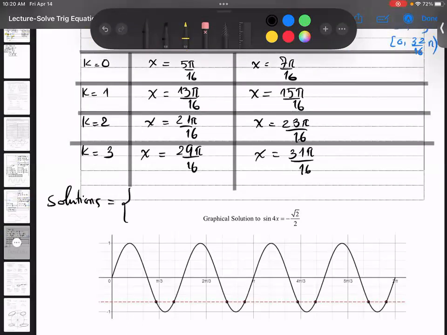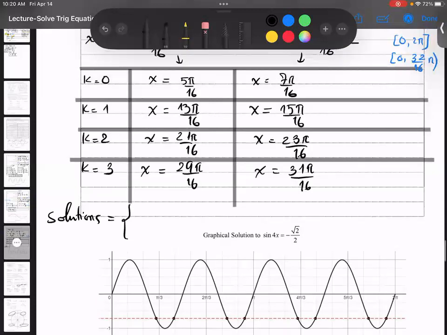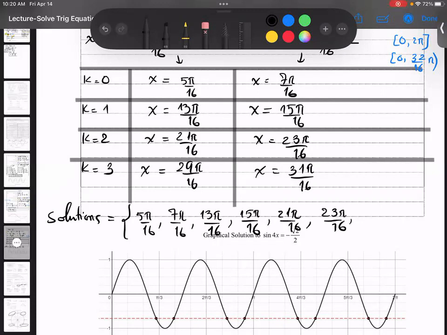So the solution is 5 pi over 16, 7 pi over 16, 13 pi over 16, 15 pi over 16, 21 pi over 16, 23 pi over 16, 29 pi over 16, 31 pi over 16.